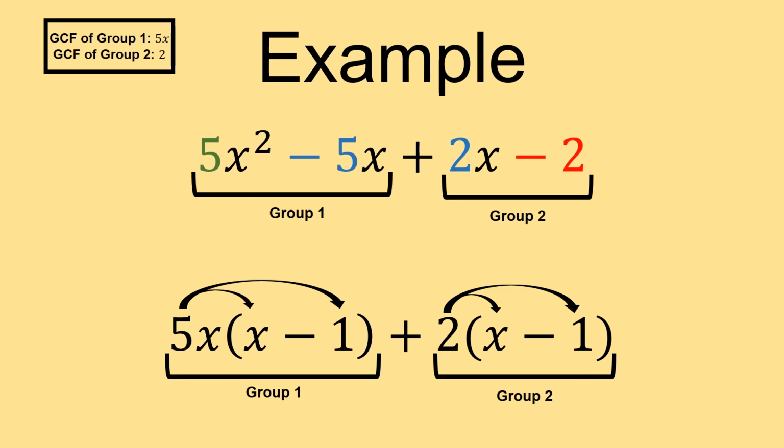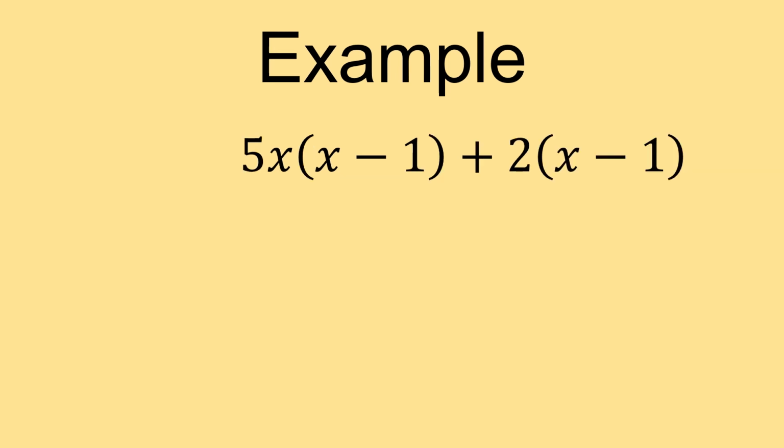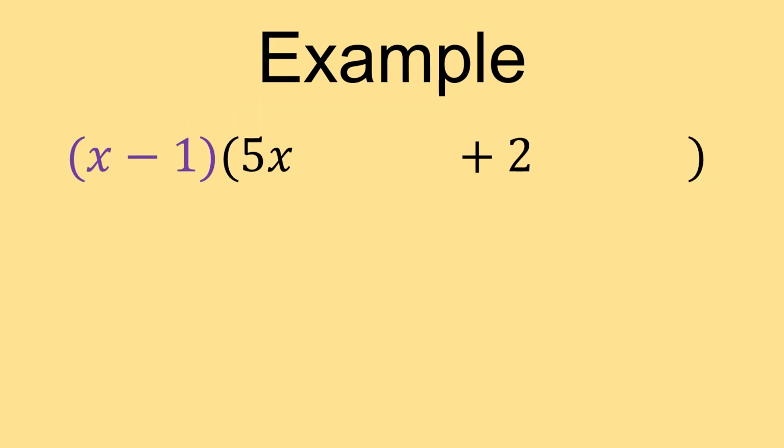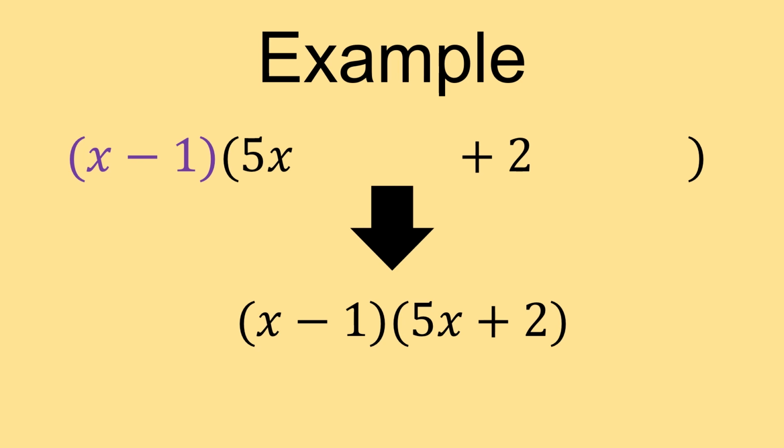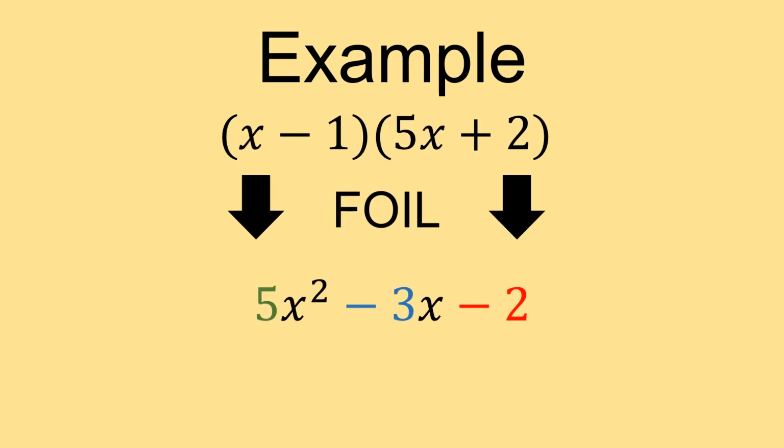Now in our current form, we see that within each grouping, x minus 1 is multiplied by something. And so what we can do is bring x minus 1 all the way out to the front. In other words, we're going to factor it out to bring it to the front, and we're going to be left with 5x plus 2 on the inside. And at this point, we got our factored form of our quadratic expression. And I recommend that you use FOIL to check that your factored form multiplies out to be equal to the expression you started with.